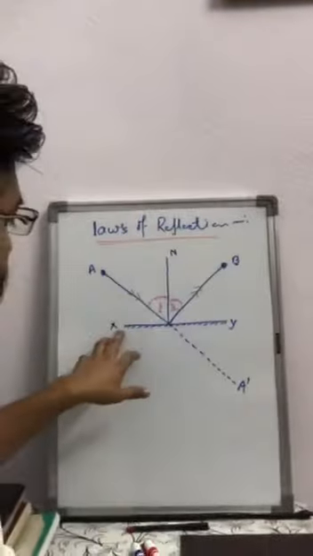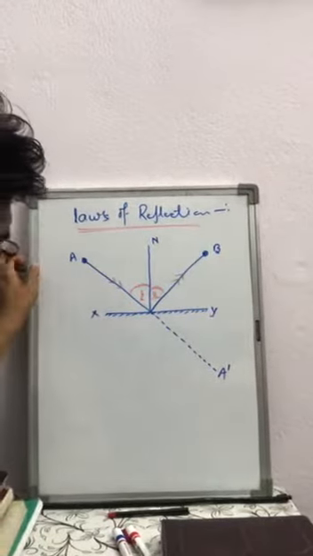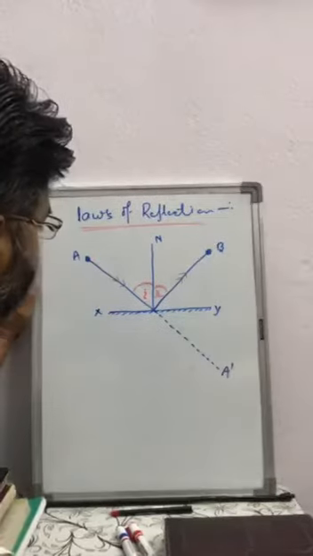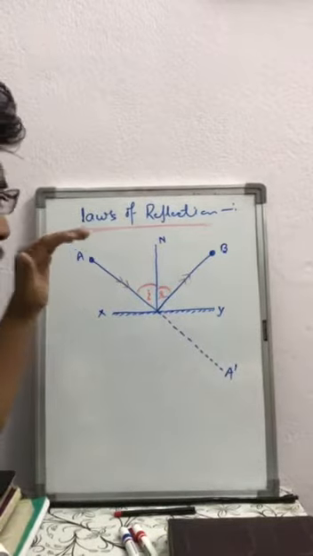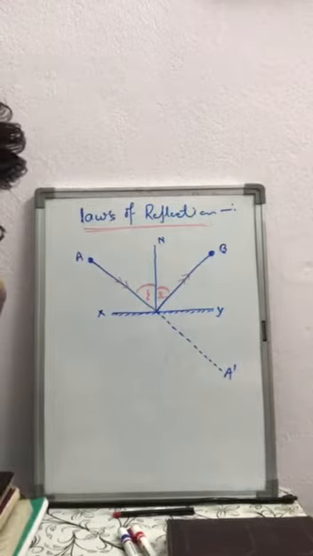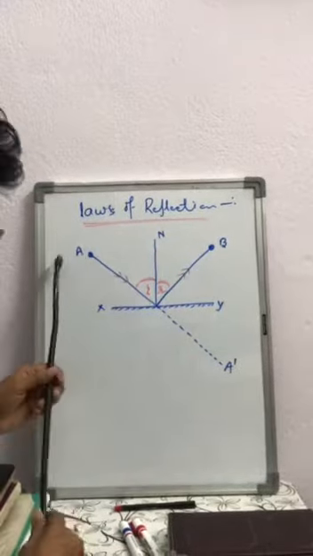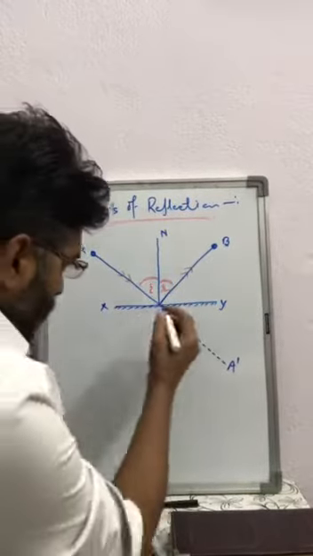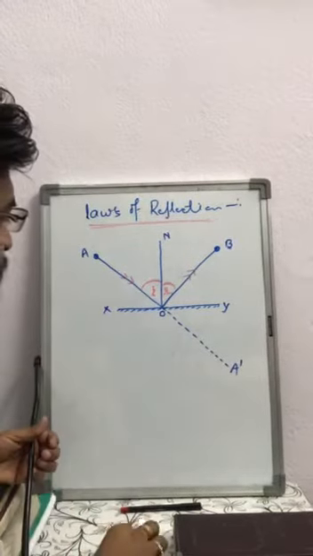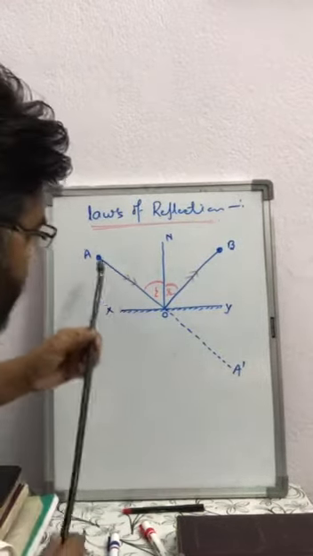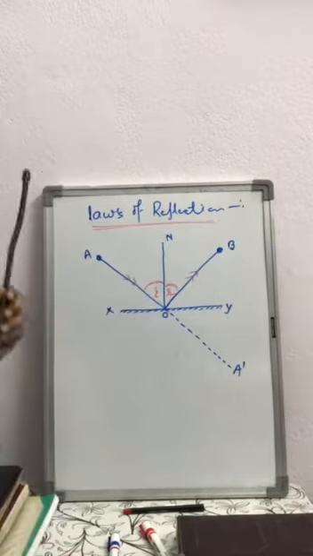Here we have a plane smooth surface, that is XY. Like a plane mirror also we can say. XY is our plane mirror or a regular reflecting surface. O is the point on which all the rays are incident. Here AO is the incident ray.